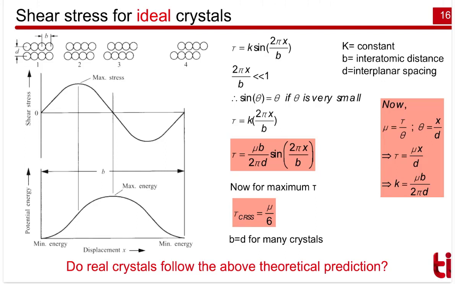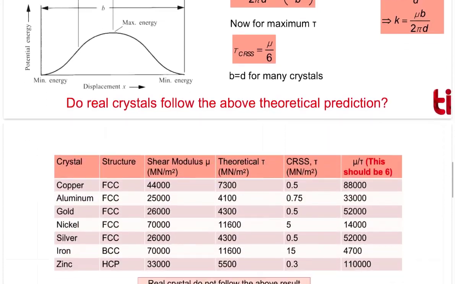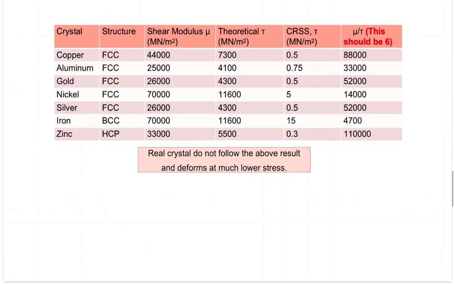So my question is, if some material's shear modulus is 200 GPa and you divide it by 6, tau CRSS will be nearly 30. Do real crystals follow the above theoretical prediction? In this we have considered an ideal crystal. Because in general, experimentally we know the shear modulus of all the materials, and you divide it by 6, you will get the tau CRSS. We have some tau CRSS calculations here. So generally this mu by tau equal to 6, right?